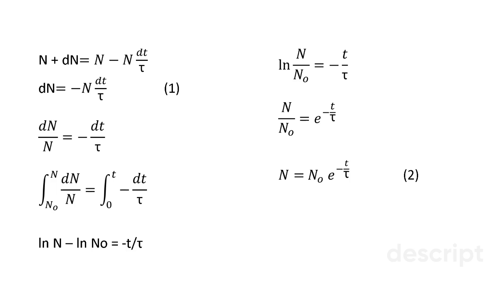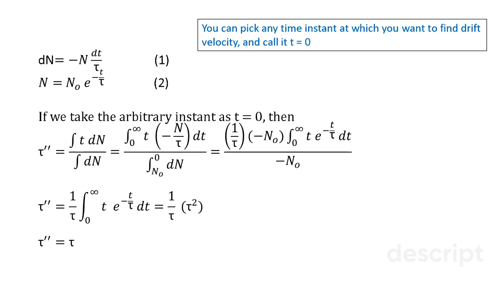Integrate both sides. On the left side, I took lower limit as n0 because at time 0, n equals n0. And upper limit as n because at time t, n equals n. Similarly, on the right hand side, I have integrated from 0 to t. Find the integrals and keep simplifying. Finally, you will get n equals n0 into e to the power minus t by tau. Call this equation 2. I have written equation 1 and equation 2 here again because you need them.